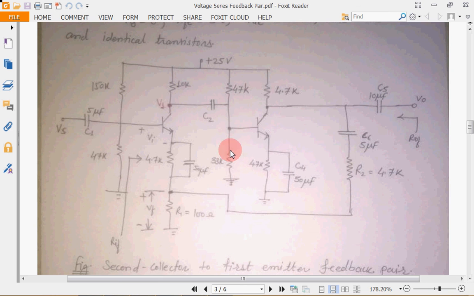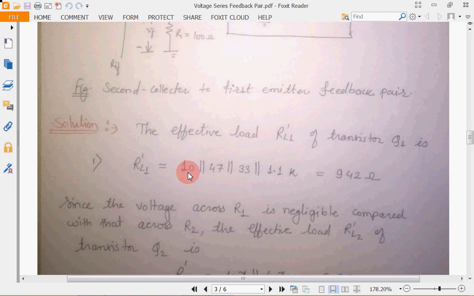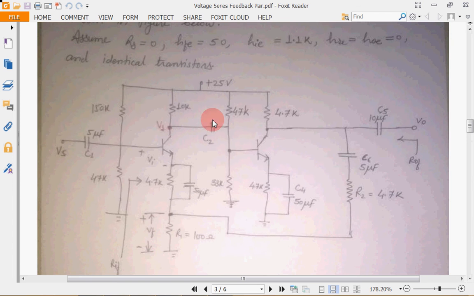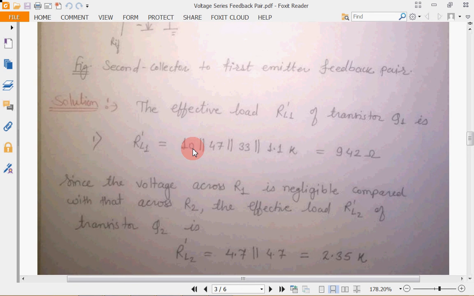Okay, finally the load resistance RL of transistor Q1 will be given by the 10K parallel with 47K parallel with 33K parallel with HIE of the second transistor. I haven't written K outside. So 10 parallel with 47 parallel with 33 parallel with 1.1. If you solve this, you will get 942 ohm, or you can write 0.942 kilo ohm, anything that you like.